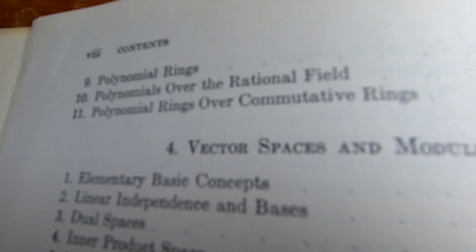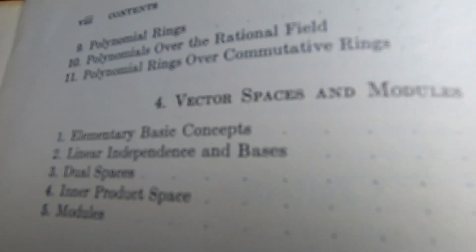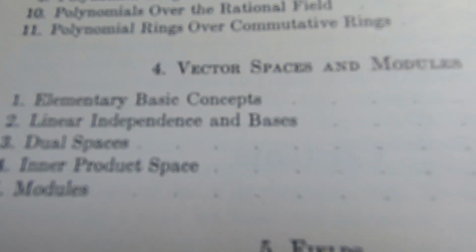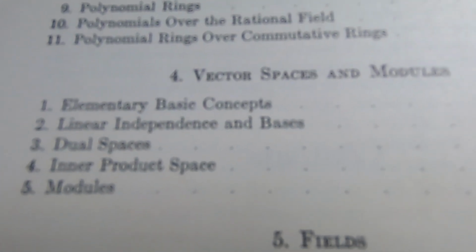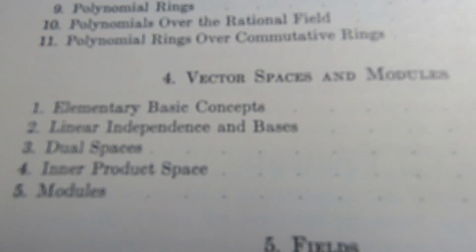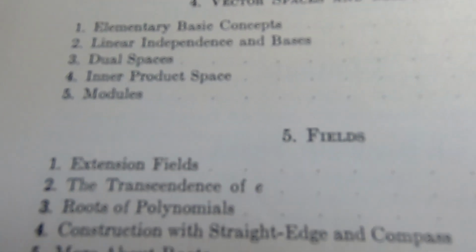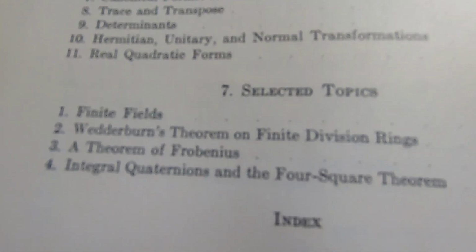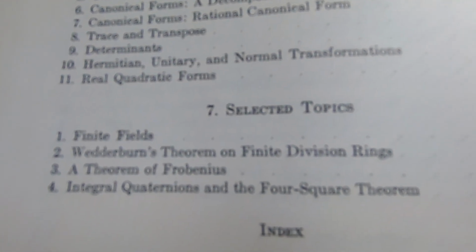I wish you could smell the book with me. It smells so good. This is a really old copy, as you can see, 1964. He talks about vector spaces and modules, which is quite nice. Not all abstract algebra books talk about that. Goes on to fields and then linear transformations. And then some selected topics, so some specific things.